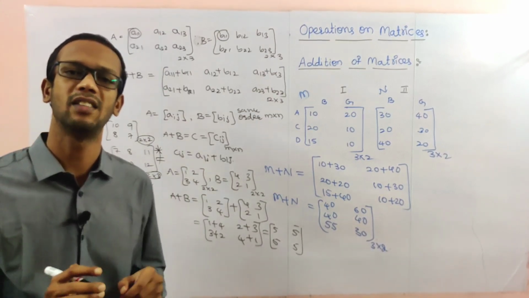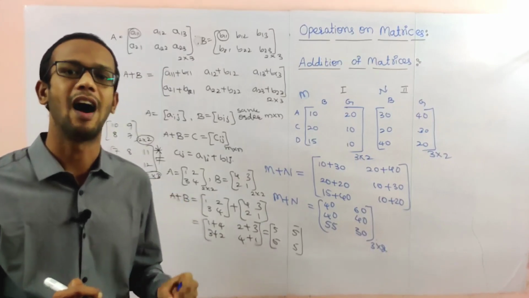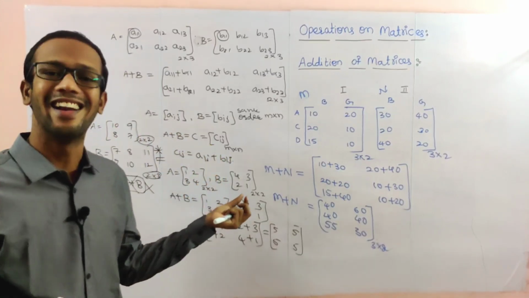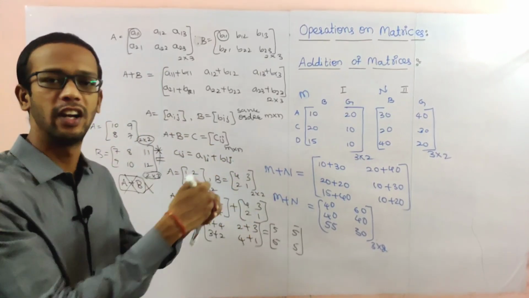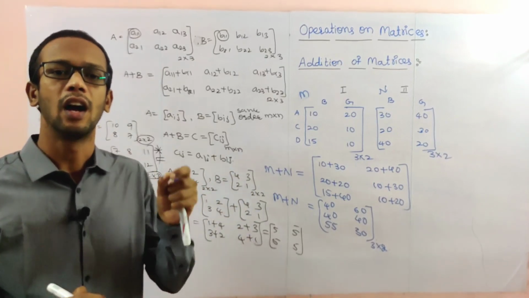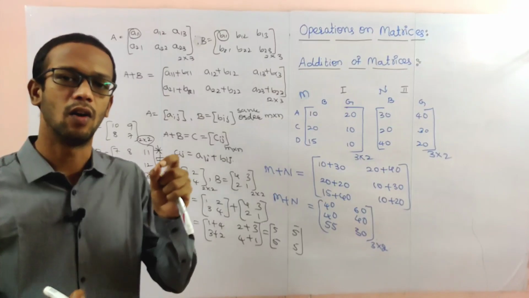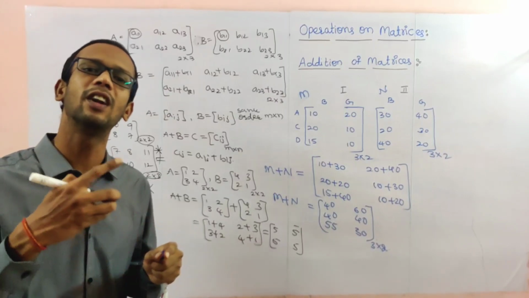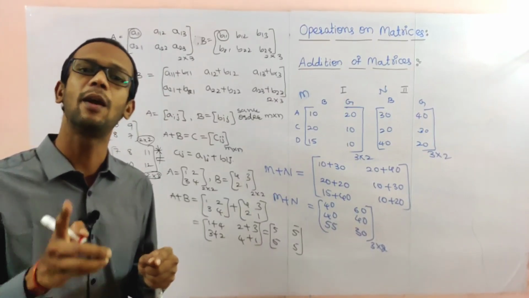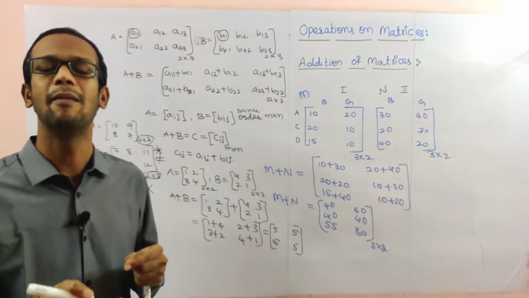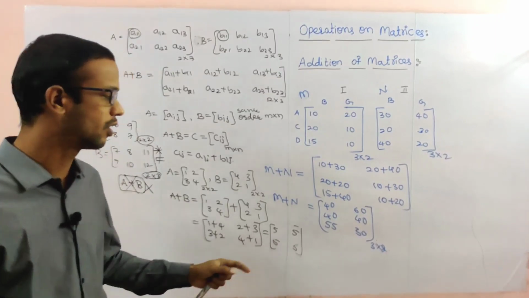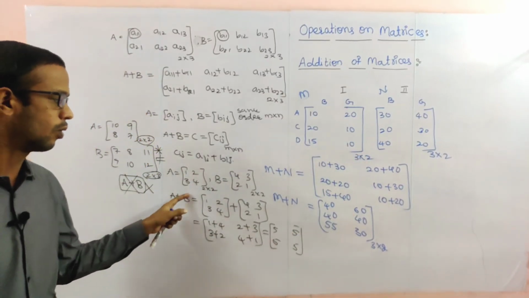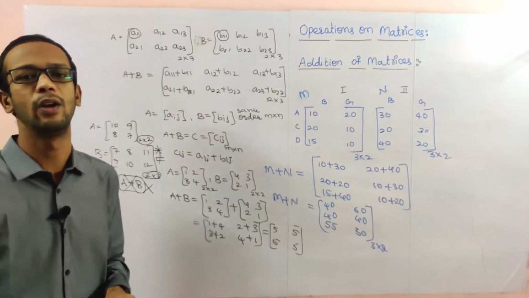A plus B exists means the order should compulsorily be the same. After the order is the same, we have to do only corresponding elements addition. Adding different elements is not possible. And after doing addition, you will get one matrix of the same order. A and B are the same, and you will get another matrix. You can observe here 3 by 2, 3 by 2 gives a 3 by 2 matrix. Next, here 2 by 2, 2 by 2 gives a 2 by 2 matrix.